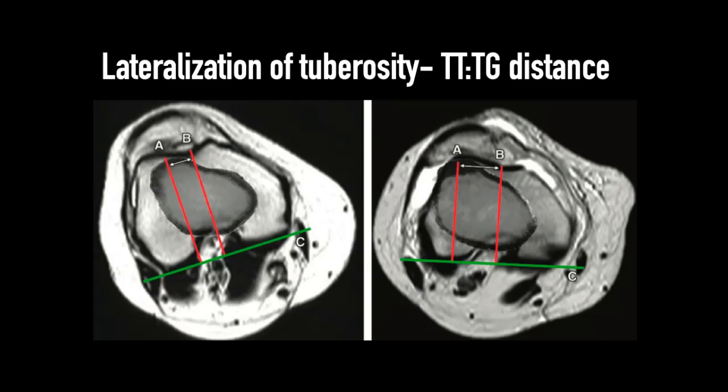The cut where the trochlear sulcus, that is the trochlear groove, is deepest is taken, and another cut is taken where the patellar tendon just starts to attach to the tibial tuberosity, because that is the point where the tibial tuberosity is attached, and the distance is taken.